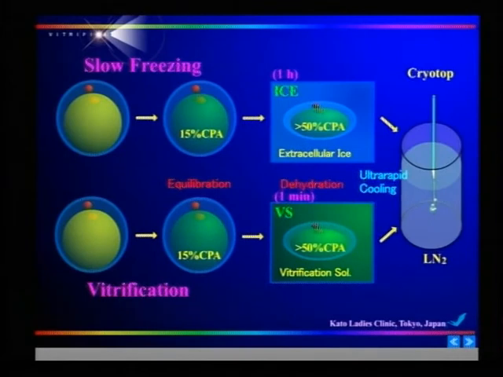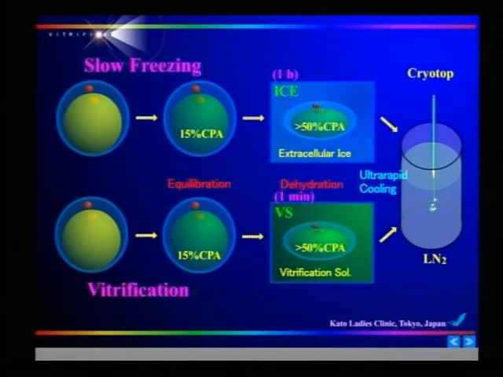So if the oocyte or any kind of cell contains more than 50% CPAs, cryoprotective agent, inside the cytogel, no ice crystal is formed. This is the vitrification solution. So how to contain more than 50% CPA is the strategy to make the cell survive at liquid nitrogen temperature.